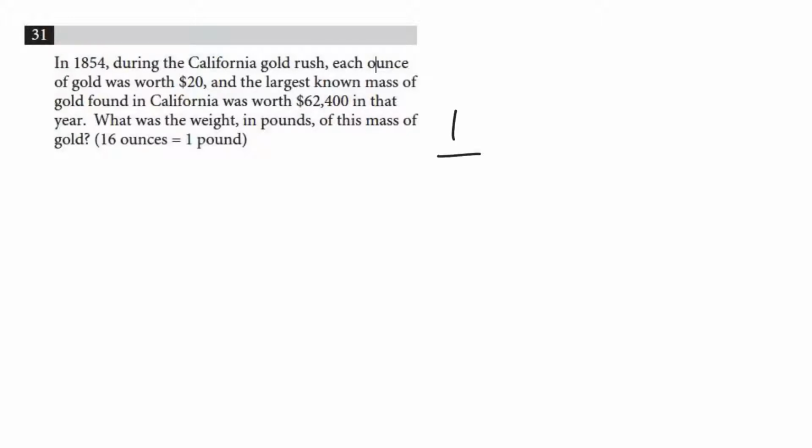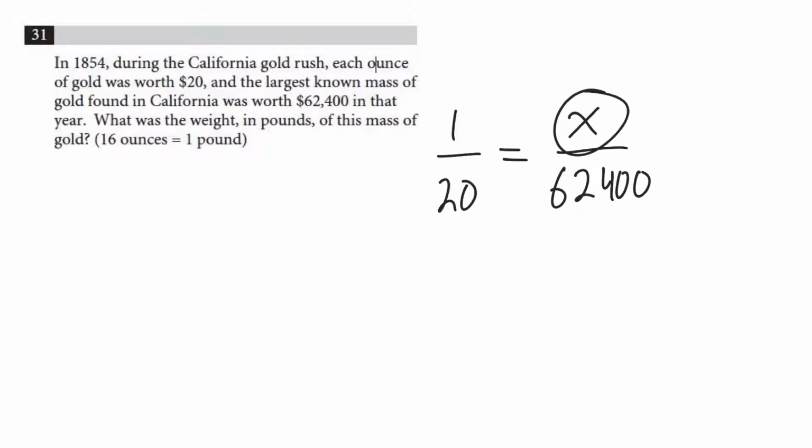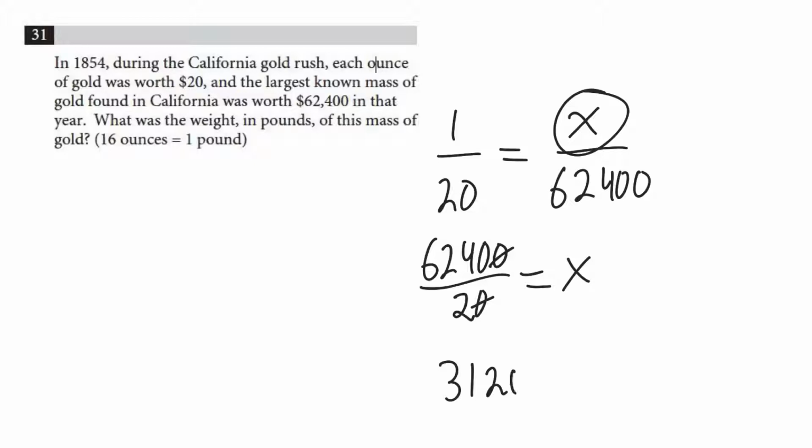and we know that, let me get a pen here. 1 ounce was worth $20. So we want to figure out how many ounces is going to be worth $62,400. Well, to figure out the number of ounces, we need to multiply both sides by 62,400. We will get 62,400 over 20 equals the number of ounces. Well, this is going to be, drop the zeros, 3,120 equals the number of ounces. Okay, well, that's the number of ounces.